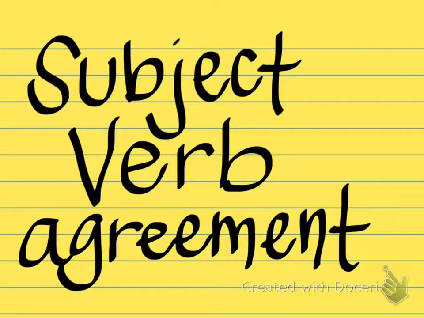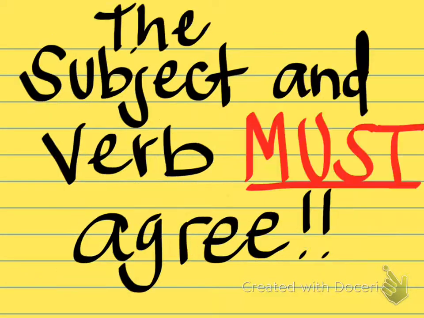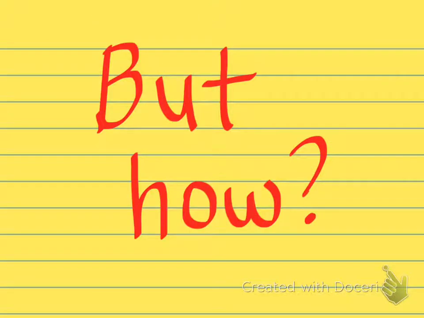Subject-verb agreement. Subject-verb agreement is an important part in sentence writing. The subject and verb in a sentence must agree. But how? I'm so glad that you asked. Today we will go over the rules to make sure that all of your subjects and verbs agree in a sentence. First, it's important to review singular and plural nouns.